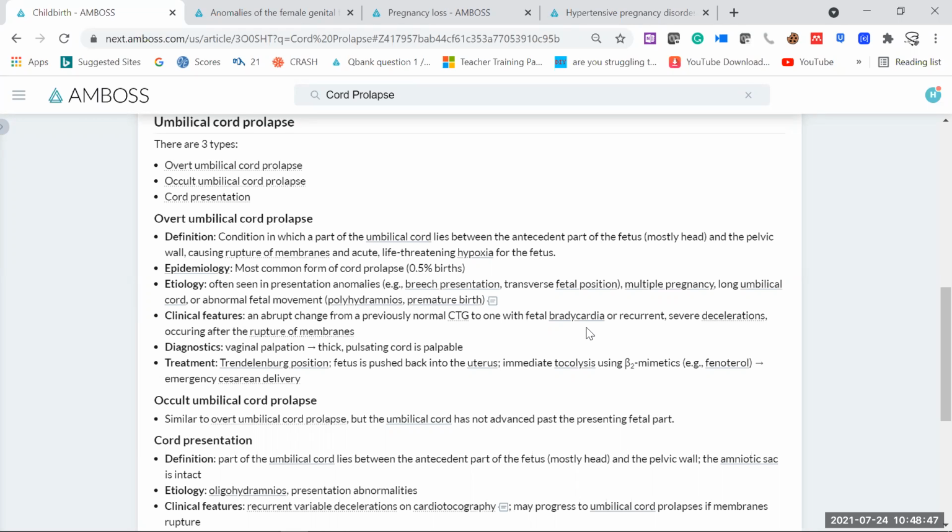Now, diagnosis: on vaginal palpation, a thick pulsatile cord is palpable. When you do the examination, you can really appreciate the cord in the vagina, and you can feel the pulsation of the cord as well. For treatment, you will immediately put the patient in Trendelenburg position. The fetus is pushed back into the uterus, followed by immediate tocolysis using beta-2 mimetics, and of course emergency cesarean section.